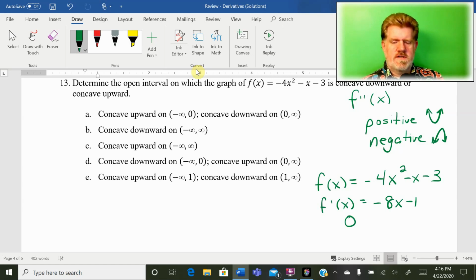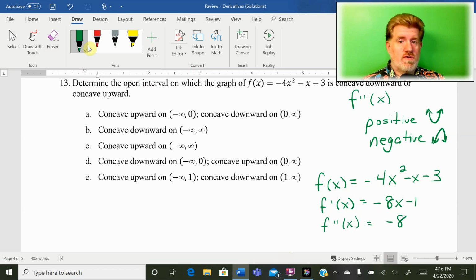So set this equal to 0. Oops, I don't set it equal to 0 yet. Silly. That's just the first derivative. We have to take the second derivative. The second derivative would be -8. All right, there's nothing to set equal to 0.